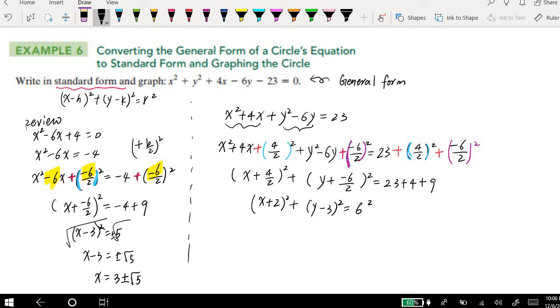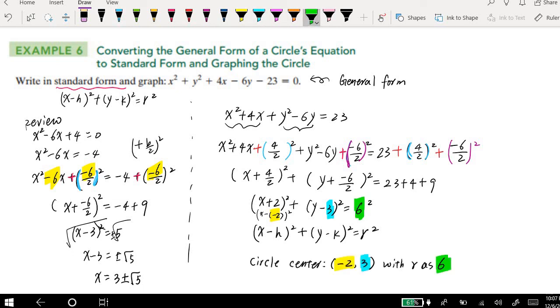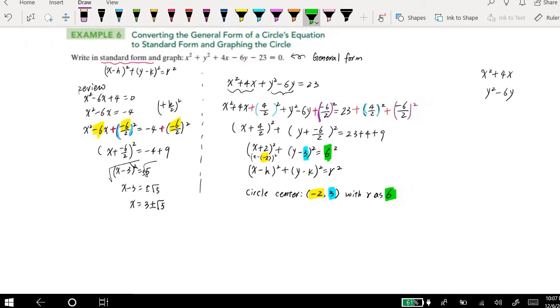Now I'm going to go back to the standard form and write it right below, just so it's easy for us to see. We're going to match it and look at what my h is. Remember, the sign is different. I can actually rewrite this in that form if I wanted to. So our h is negative 2, and then our k is 3, and our r is 6. So you know the center and the radius. Now you can graph your circle.